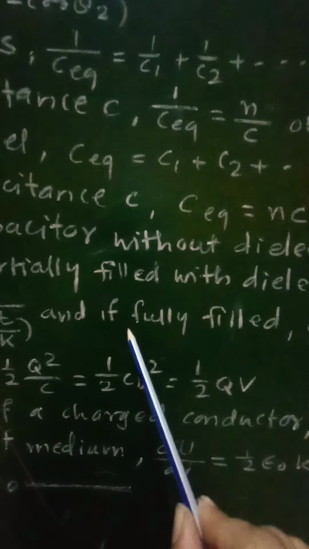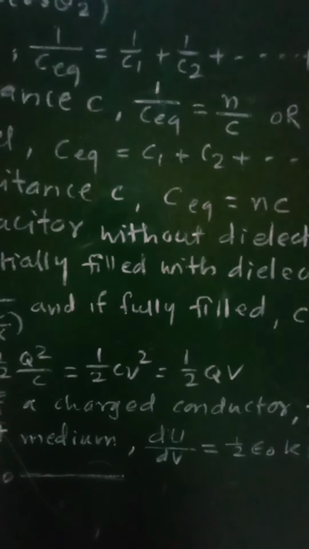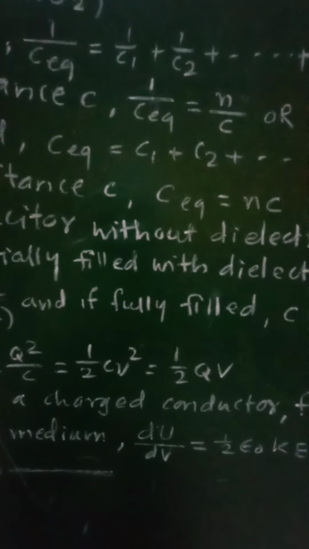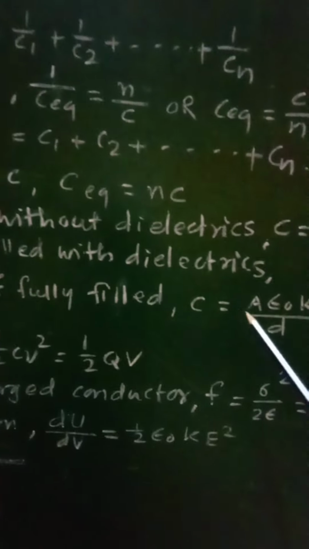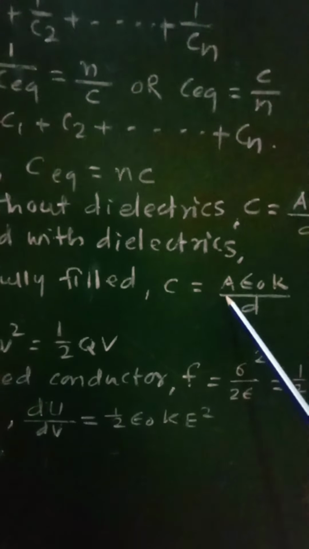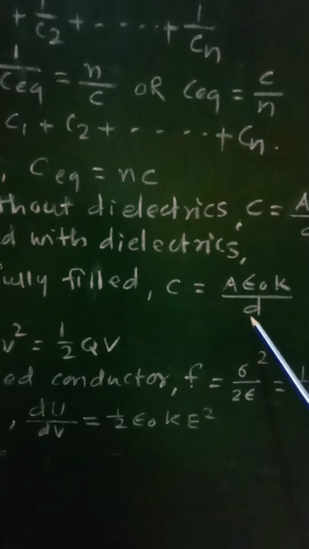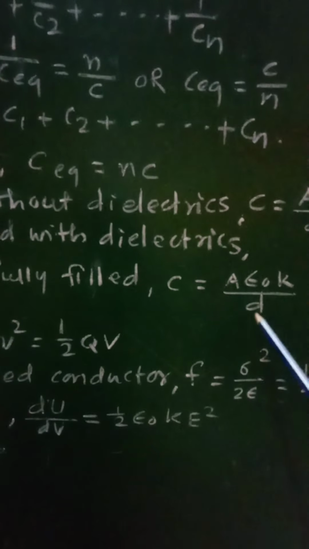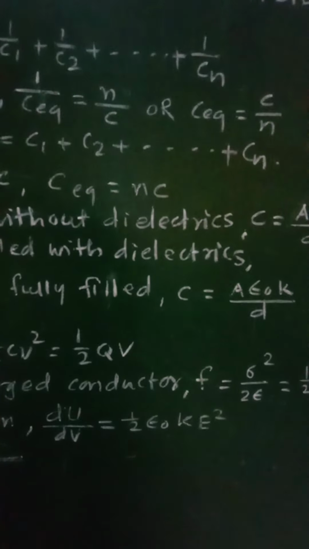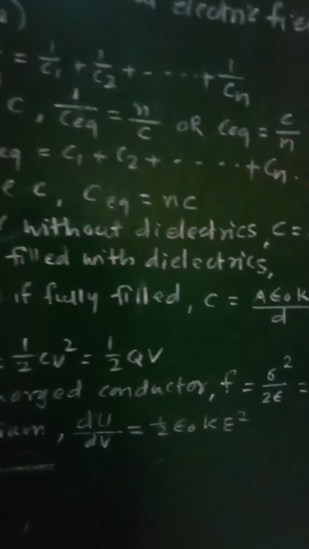And if the space between the two plates of that capacitor is fully filled with the dielectric, then capacity C will be equal to A epsilon 0 K upon d. This will be the capacity of that parallel plate capacitor.